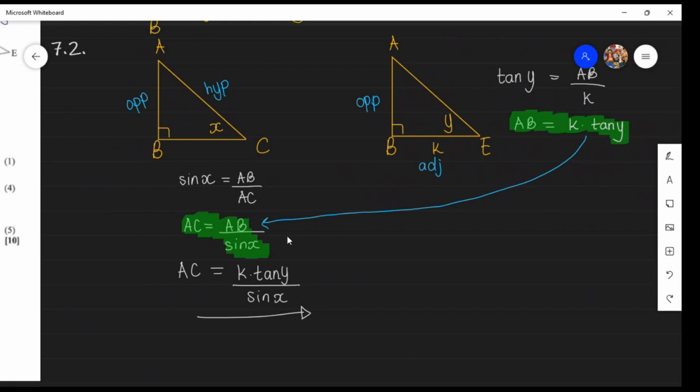All we did was find sine x of our first triangle ABC and find tan y of our second triangle ABE. We then combine the two equations to solve for AC.